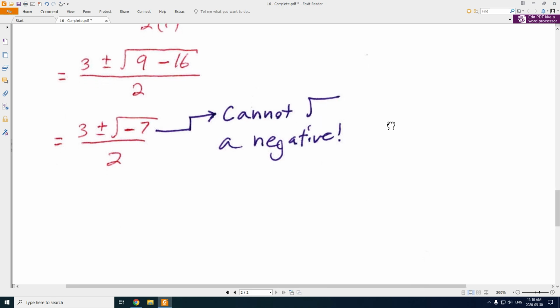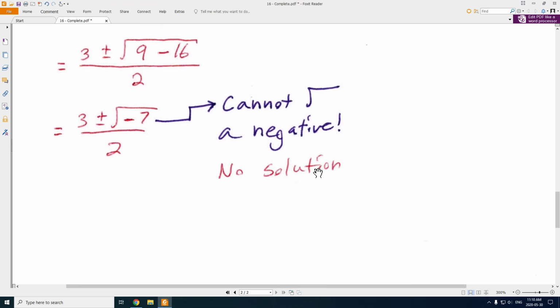So as soon as you run into that scenario, you're going to stop and you're going to say, hold on, there's no solution. I can't answer this question. There's no solution because I can't solve this. That means there's no x-intercepts. And you're done. Remember, you can have a parabola that has no x-intercepts. And that's what you would see in the quadratic formula when you get that scenario.